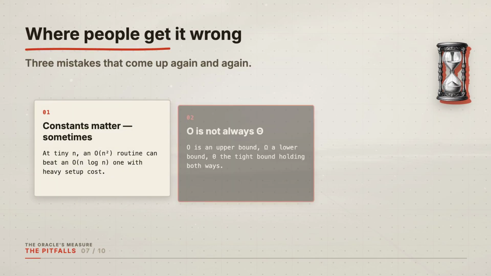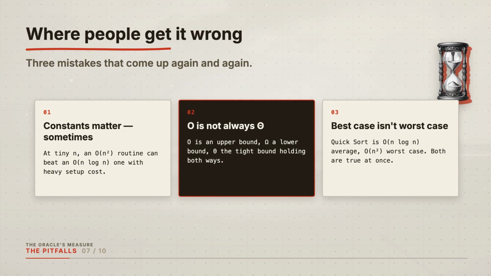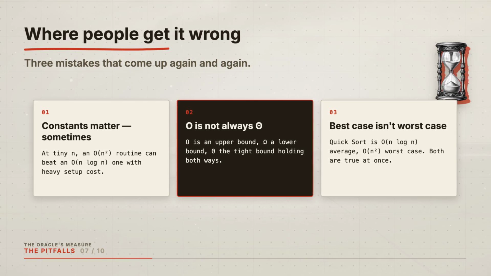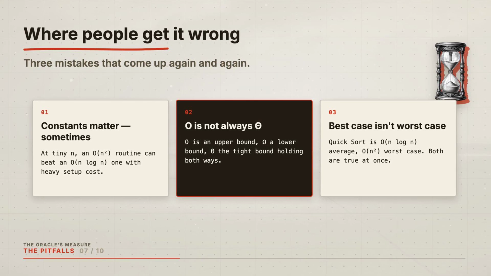Three mistakes come up again and again. First, constants matter at small n. An O(n²) routine on 10 items can beat an O(n log n) one with a heavy setup cost, even though the curves say otherwise for large n.